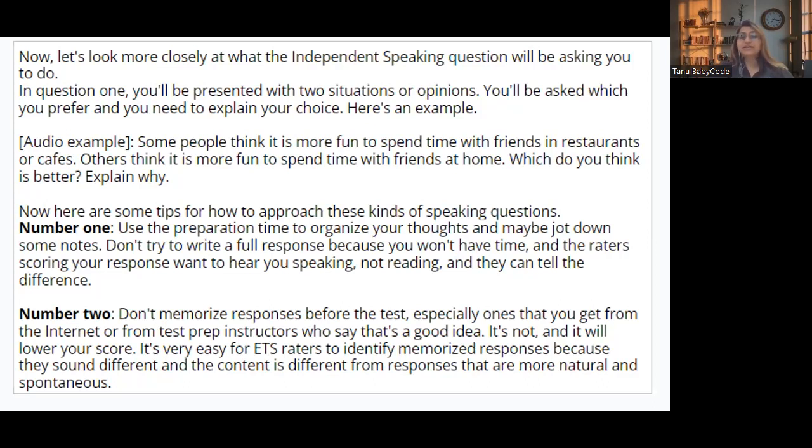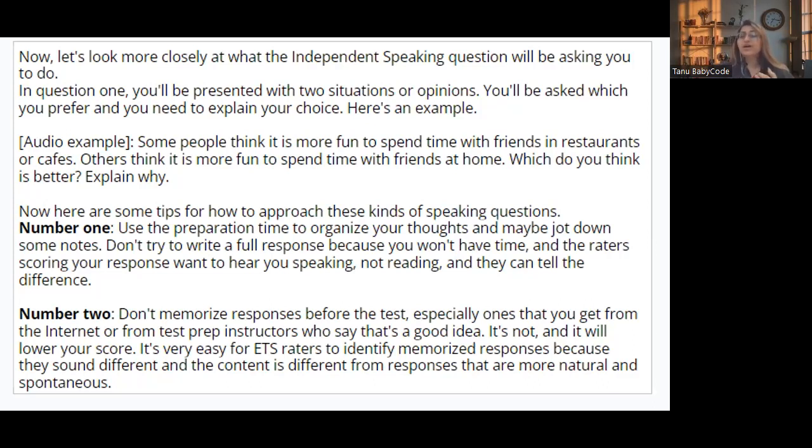Some people think it is more fun to spend time with friends in restaurants and cafes. Others think it is more fun to spend time with friends at home. Which do you think is better, and explain why. So you have 2 situations. You have to opt for one, and then you have to explain why you prefer this situation, right? Either you can choose spending time with friends in restaurants and cafes, or spending time with friends at home.